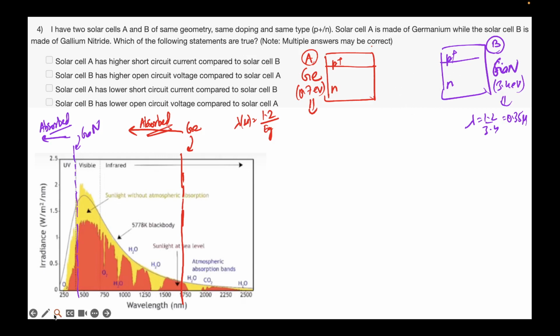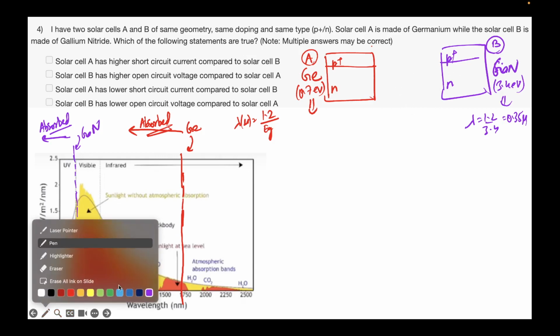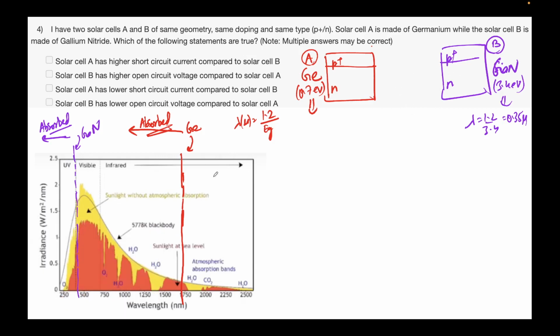Let me write it. What I can say is that I_SC for A will be larger than I_SC for B. Solar cell A has a higher short circuit current as compared to B.